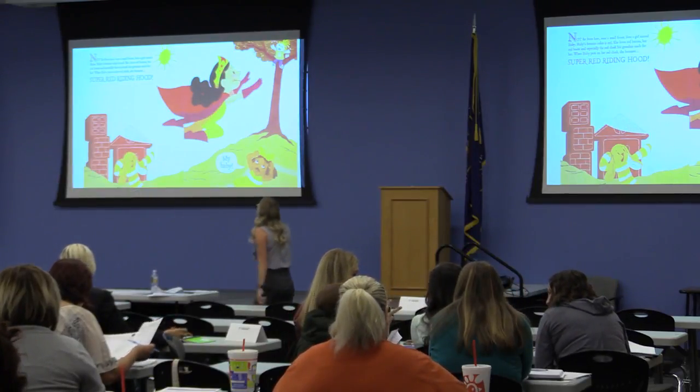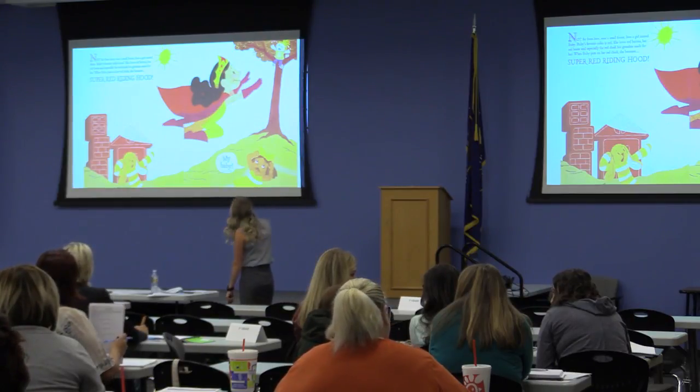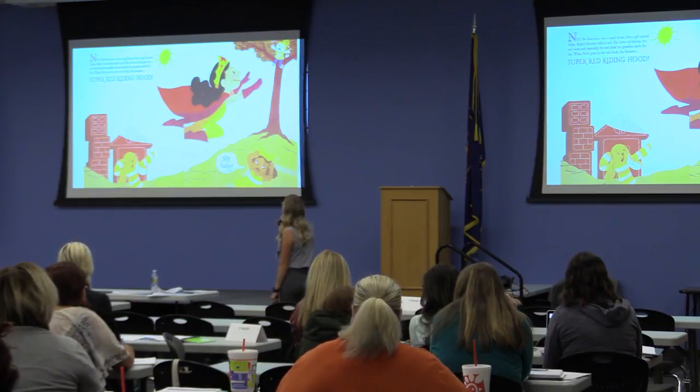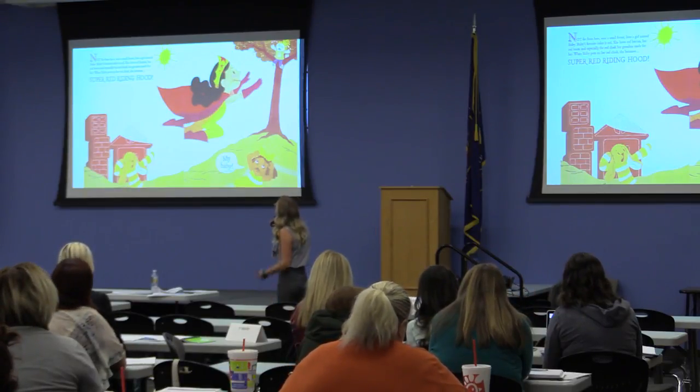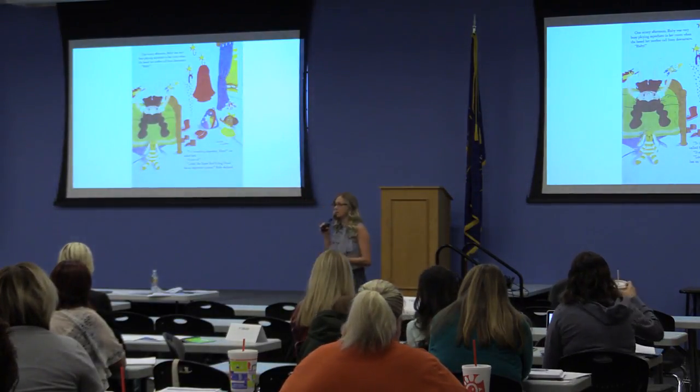Not far from here, near a small forest, lives a girl named Ruby. Ruby's favorite color is red. She loves red berries, her red boots, especially the red cloak her grandmother made for her. When Ruby puts on her red cloak, she becomes Super Red Riding Hood.